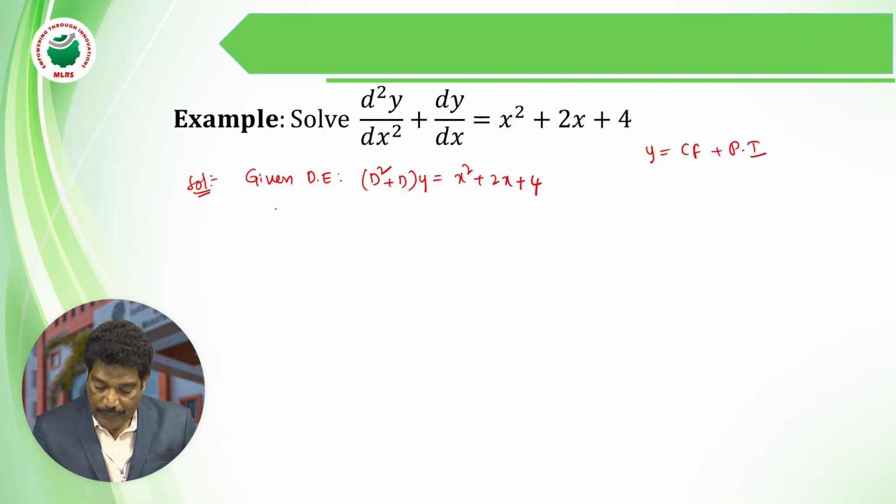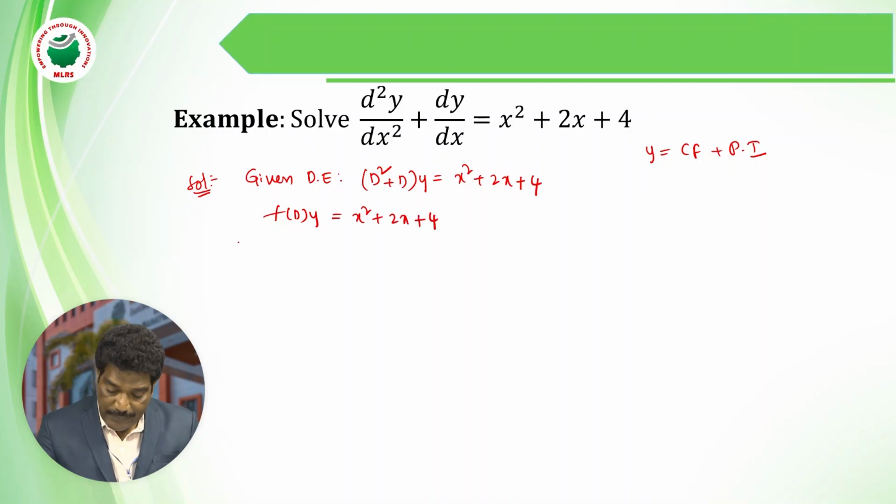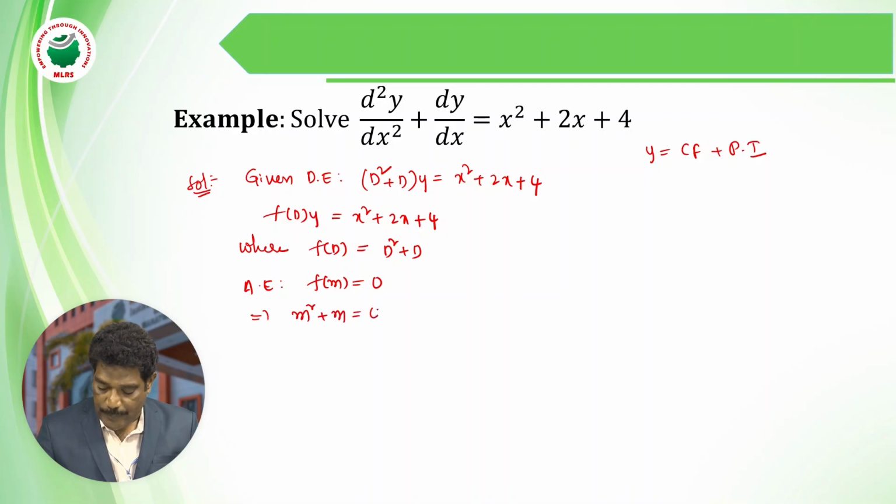Right. Here the operator form is f of D into y equals x square plus 2x plus 4, whereas f of D equals D square plus D. Now take the auxiliary equation. That auxiliary equation is f of m equals 0. Then m square plus m equals 0.